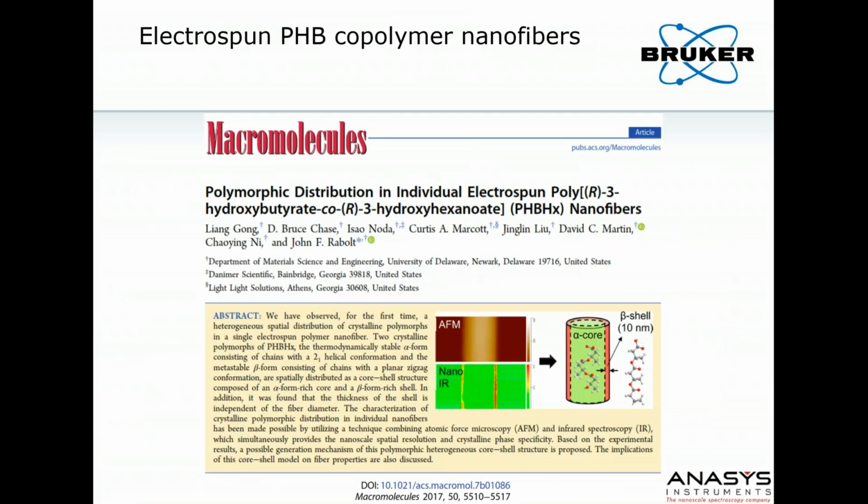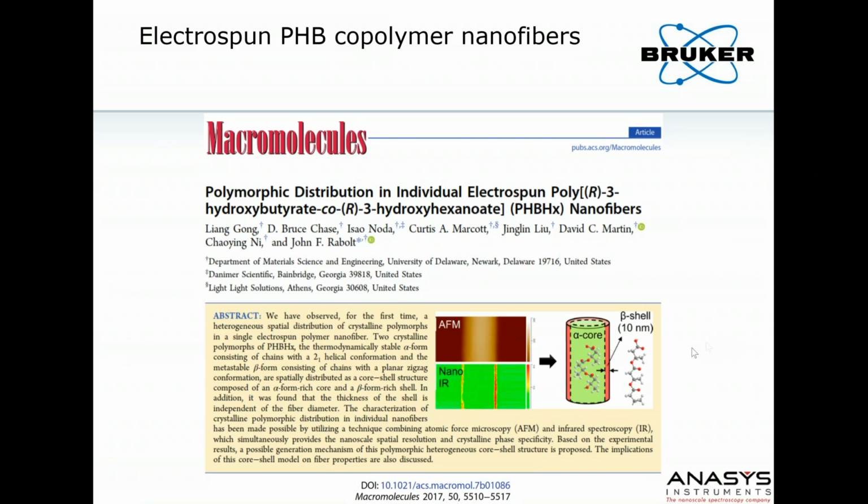This is some work out of the University of Delaware that was performed by Leon Gong, who was a graduate student there at the time and is now at 3M. This is pretty exciting work where you've been able to look at electrospun fibers that are only like 250 nanometers in diameter. Not only can we get infrared spectra of these individual fibers, we can see a difference between the infrared spectra in the core of the fiber versus the shell.